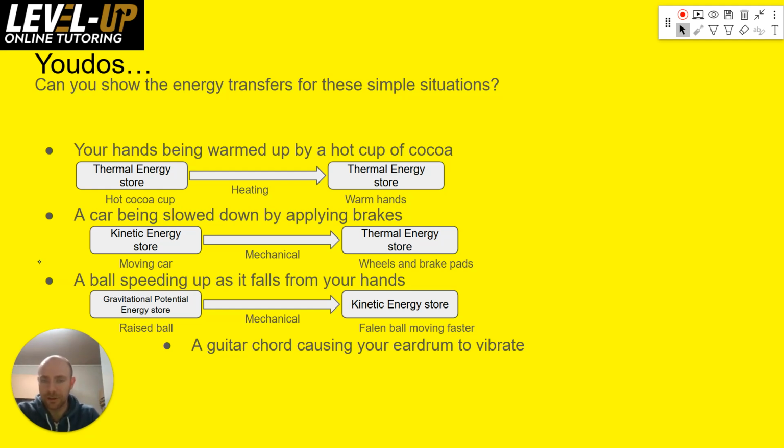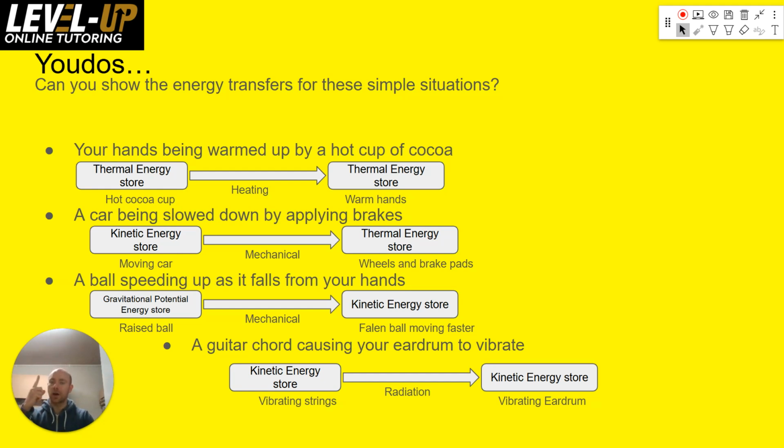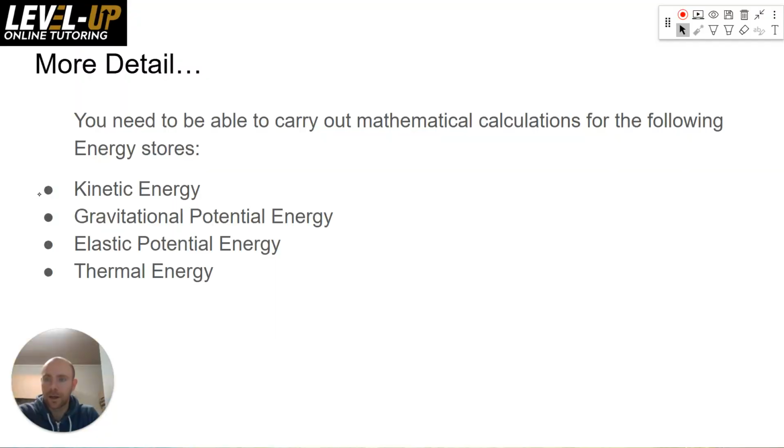Finally, a guitar chord causing your eardrum to vibrate. Very similar to the example I gave earlier. You've got kinetic energy of the guitar string or strings vibrating. Then it's getting to the kinetic energy of your eardrum vibrating. That's how your brain recognizes that as a sound. How does it get from one to the other? Well, another topic we'll look at is waves, and anything that is waves transferring energy is a form of radiation. So those are your 4 answers.